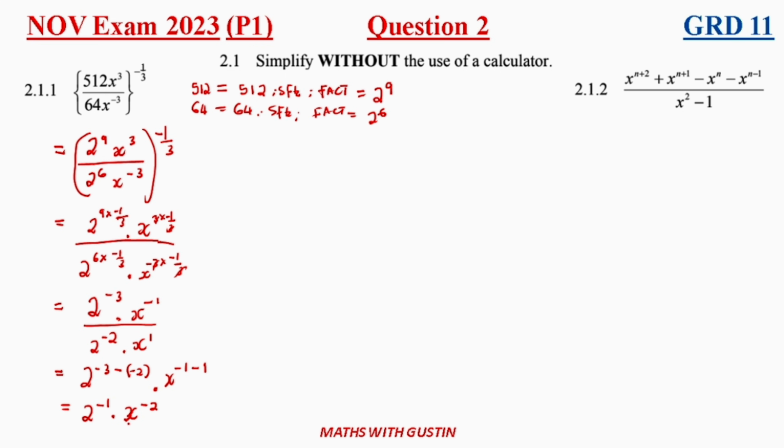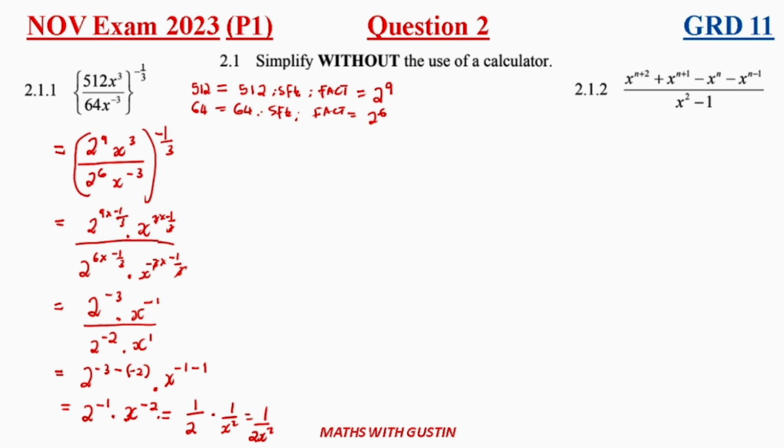All right, can you simplify further, guys? If you want to stop here, you can stop here, but you can also continue and say this can be written as 1 over 2 multiplied by 1 over x squared, which will just give us 1 over 2x squared. If you've got a question here for 2.1.1, please let me know in the comment section below.